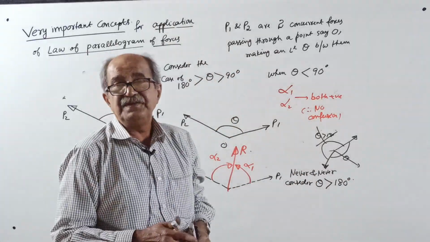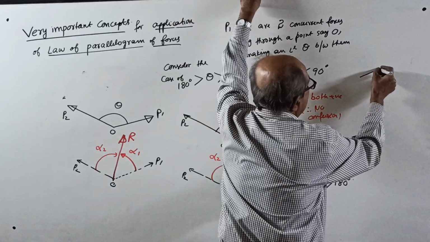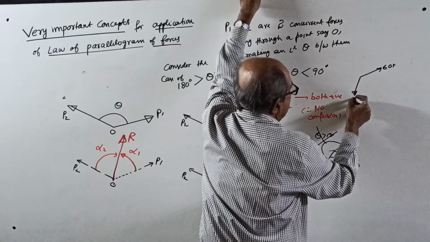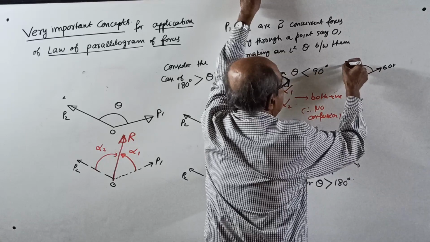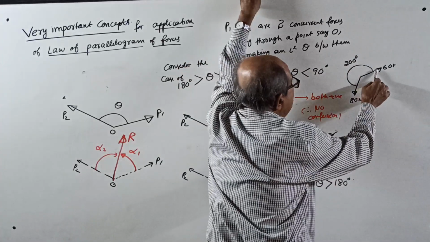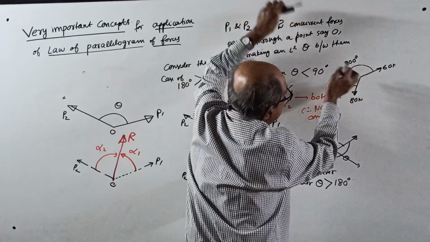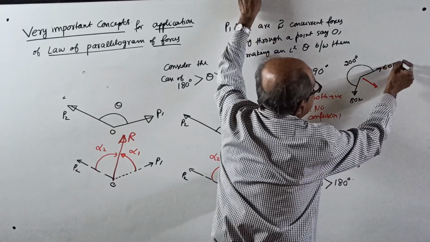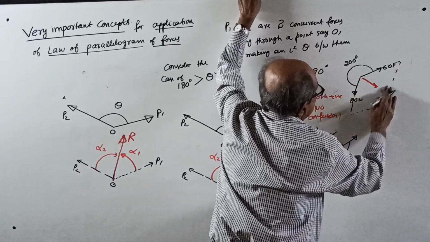By chance, in a sketch, for example, a question is given, 60 Newton here, 80 Newton here. They will deliberately tell you this angle is 200 degrees. Find the resultant. If you take theta this way, you may mark the resultant this way. Wrong. The resultant will be this way now. If you want to draw the parallelogram of forces, how to draw? See here.